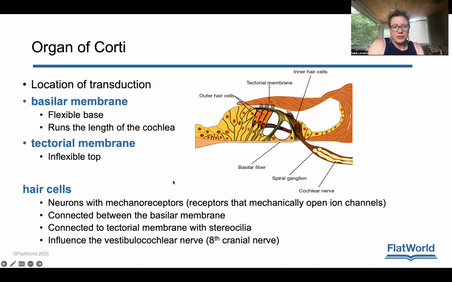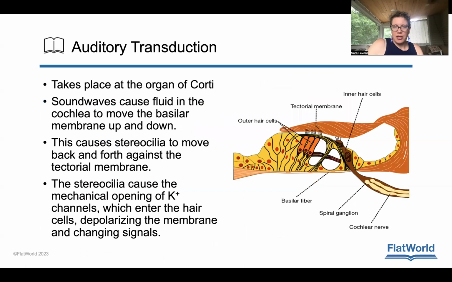So these hair cells are neurons with mechanoreceptors. These are receptors that mechanically open ion channels by physical movement. So they connect between the basilar membrane right here and the tectorial membrane with these stereocilia right here. These are the things that are connecting those two. And the movement of these interacting together also influences the vestibulocochlear nerve. Right. So how does this work? Looking at a little bit more detail, and let me check my next slide.